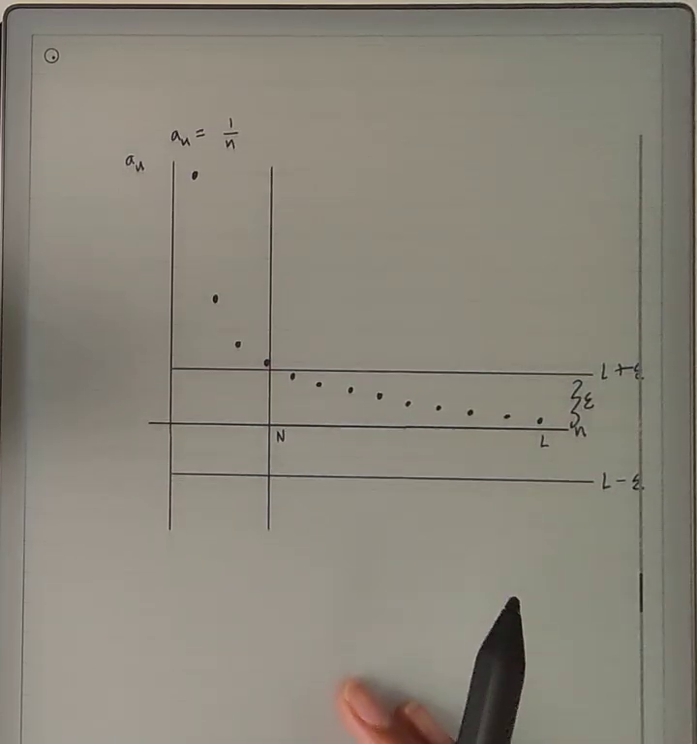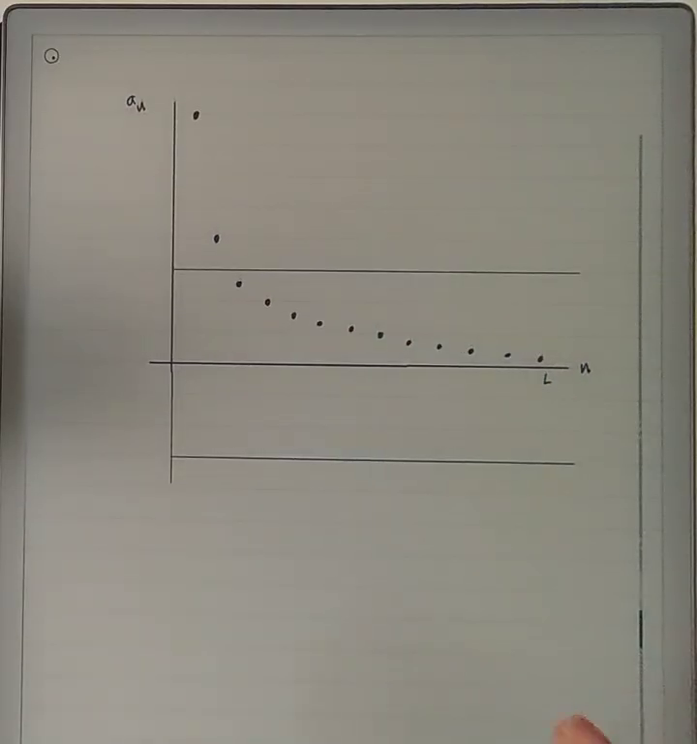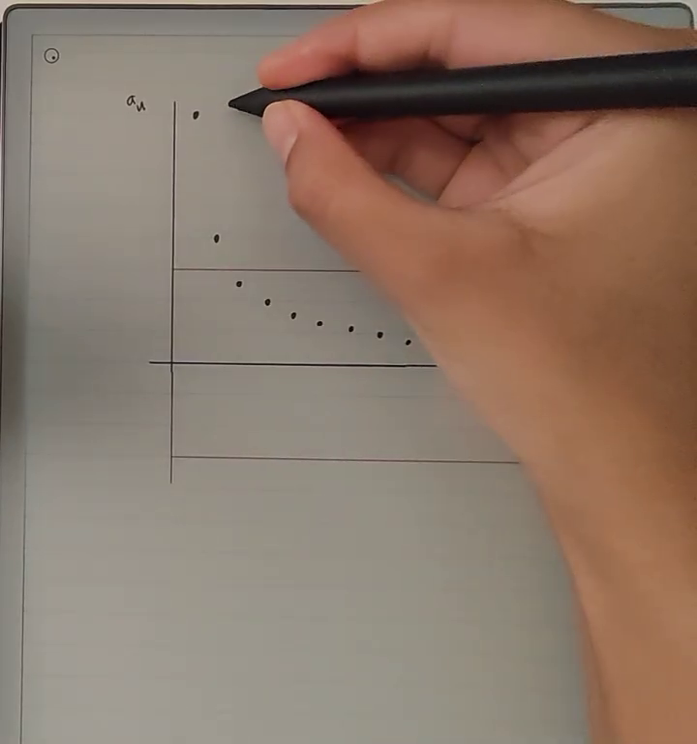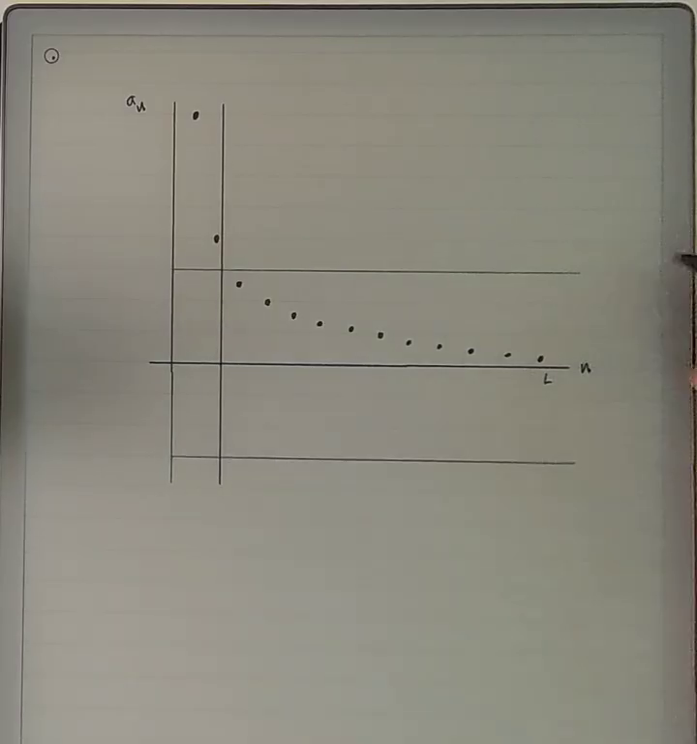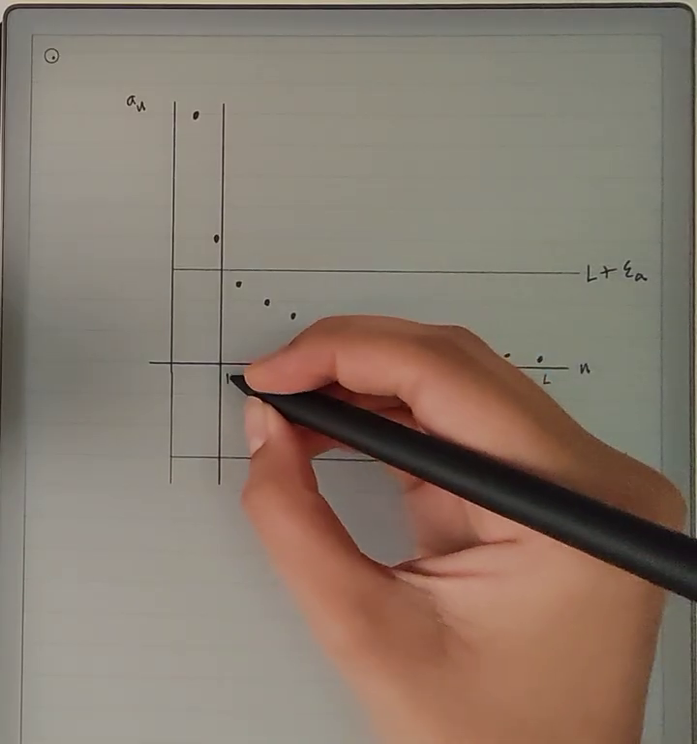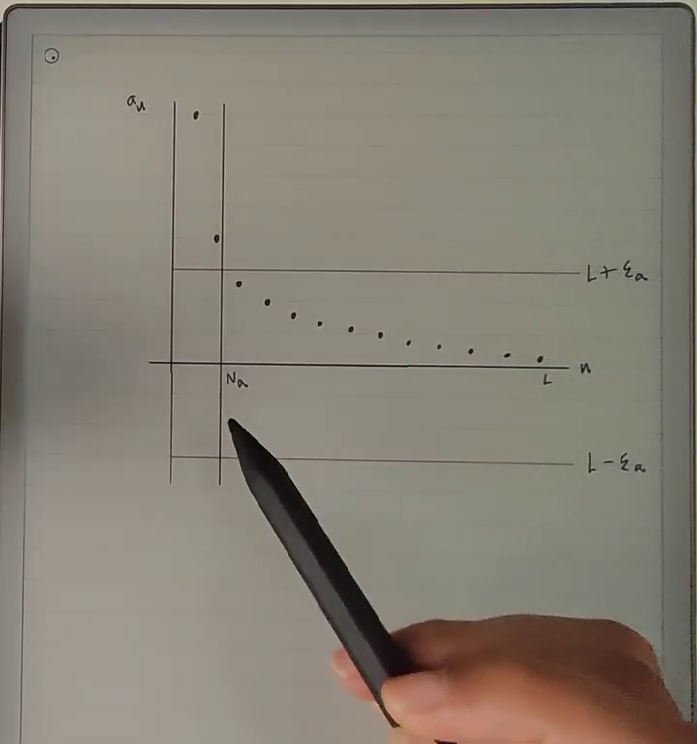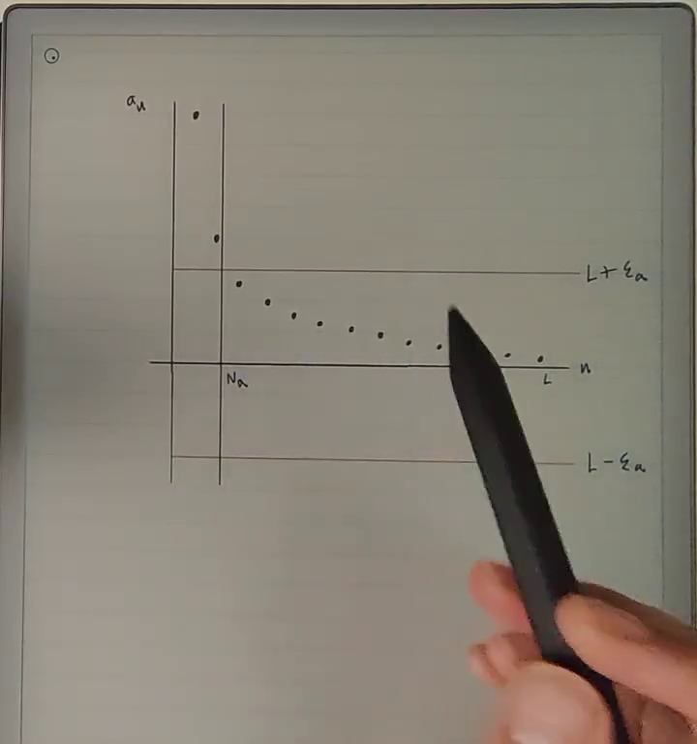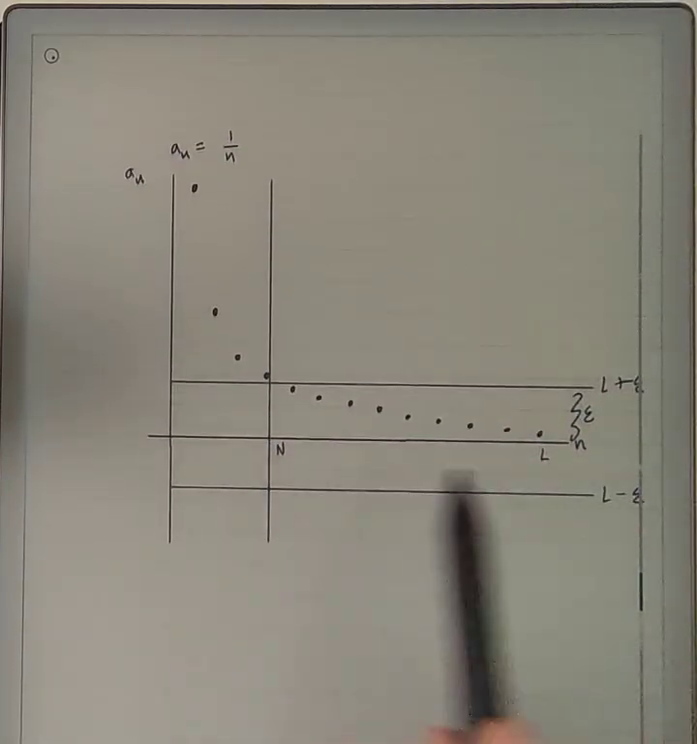Now let's look at a different epsilon neighborhood for the same sequence. As you can see right here, for the same sequence, we have a slightly larger epsilon neighborhood, so I will have to shift back my value for n. So I'll let this be L plus epsilon a, and I will let this be L minus epsilon a, and this can be n sub a. As you can see, for every single element in the sequence after n sub a, it falls within my defined neighborhood. Therefore, 1 over n is a convergent sequence, and its limit is 0.